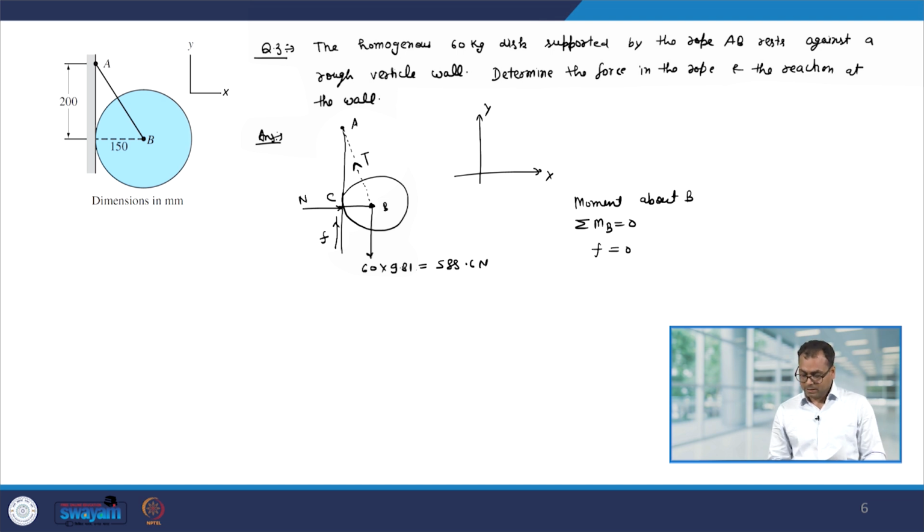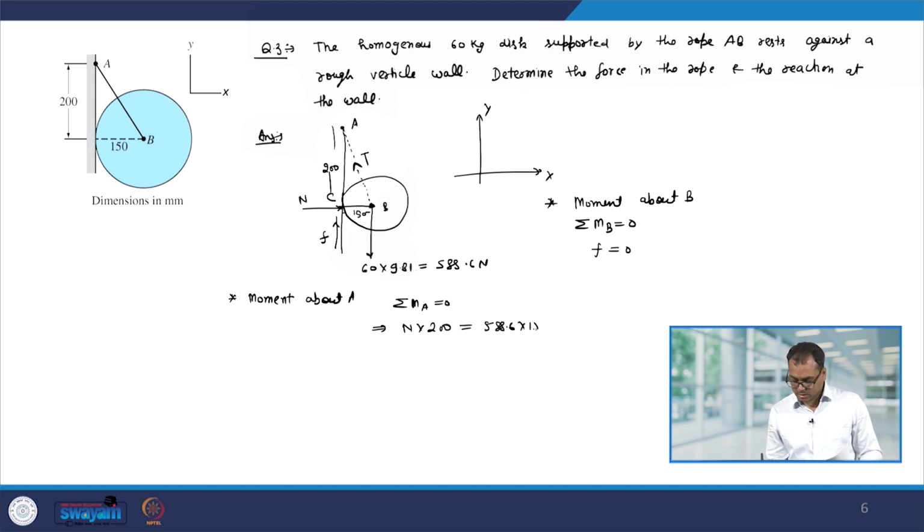Now, to determine N, let us take the moment about A. Summation of MA should be 0 because the body is in equilibrium. So, N into 200, because this is 200, this is 150, equal to 588.6 into 150, and this gives you N equal to 441 Newton.